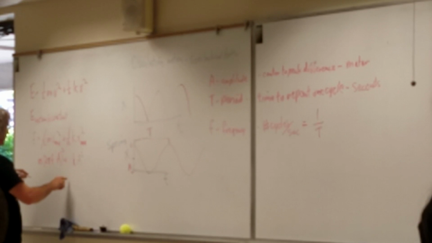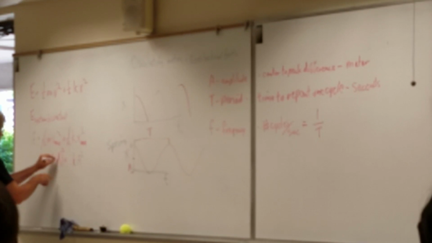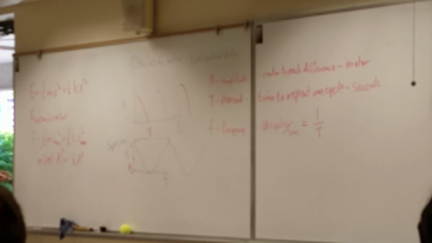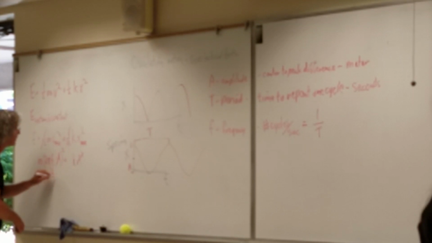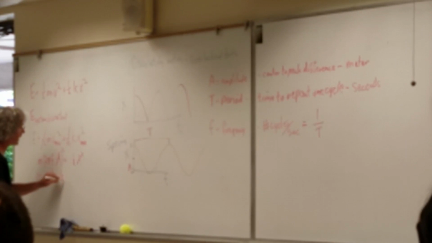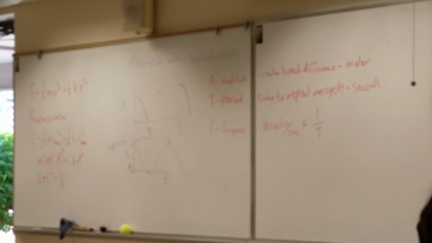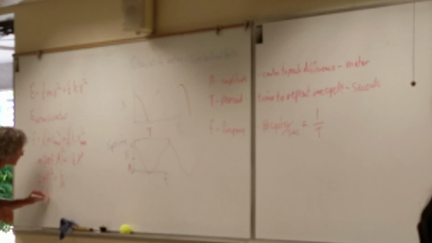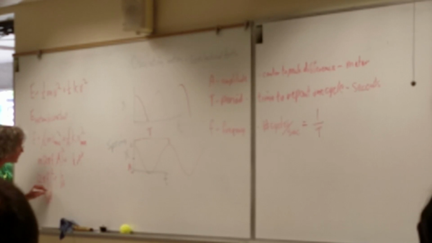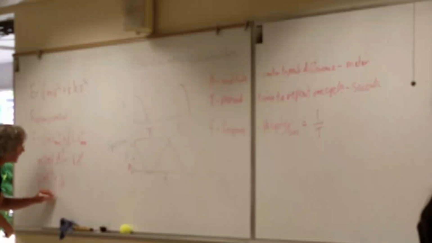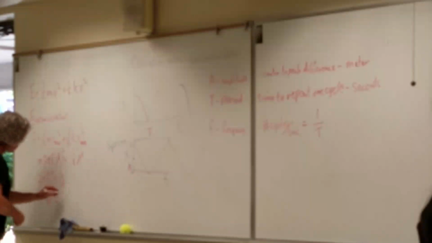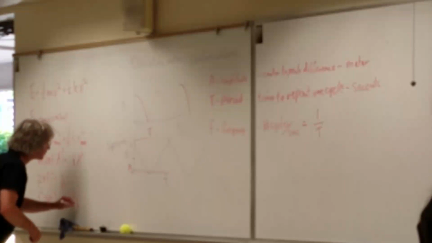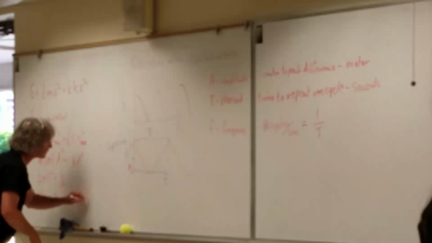I canceled out the one half up there. It turns out I can cancel out this A squared and that A squared, and I end up with 2 pi f squared is equal to k over m. Or I can say f squared is equal to 1 over 2 pi squared times k over m, or that f is equal to 1 over 2 pi times the square root of k over m.